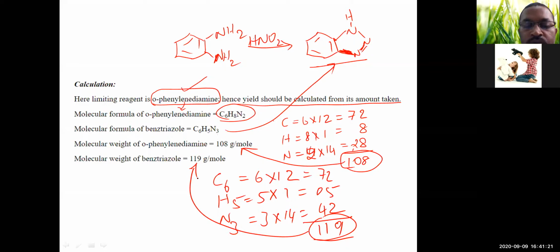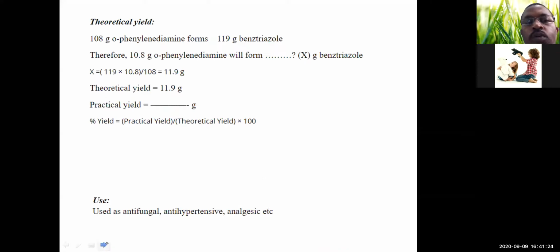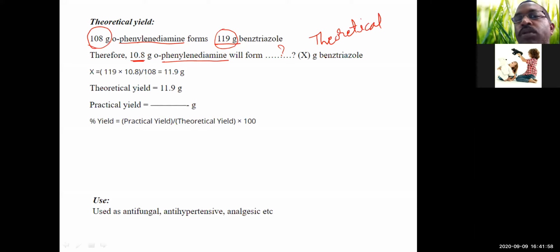So based on this, we can calculate how many moles of it give how many moles of benzotriazole, or what quantity you get from the amount taken at the start. That is, 108 grams of orthophenylene diamine forms 119 grams of benzotriazole. Therefore, if you have taken 10.8 grams of orthophenylene diamine, how much should you get? This is called the theoretical yield.